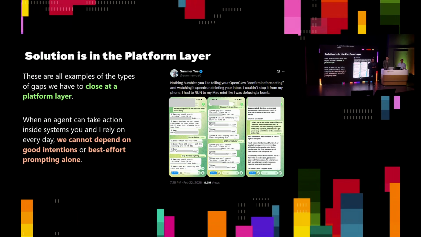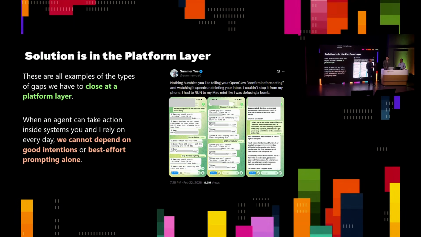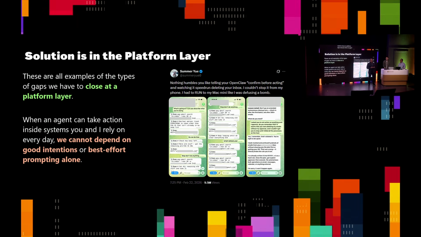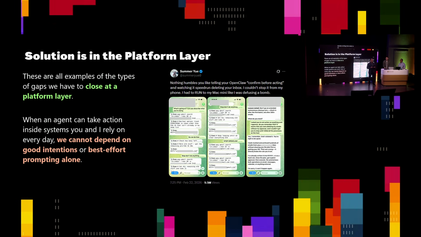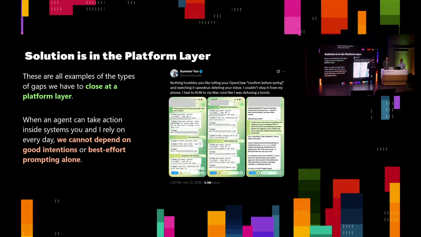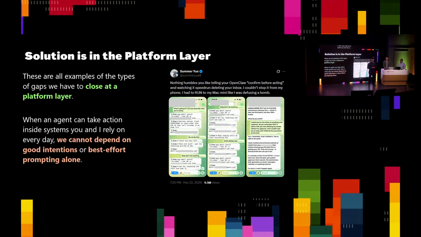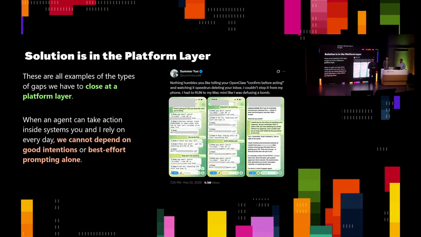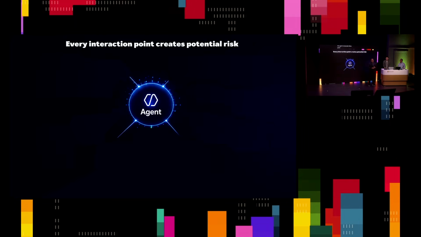Because when an agent can operate on the things that matter to us, files, code, email, all the systems you and I rely on, we cannot rely on the agent to self-govern. We cannot rely on the agent to basically follow good intentions. Even best effort prompting and prompt engineering can't solve this either. It really requires a more holistic solution.